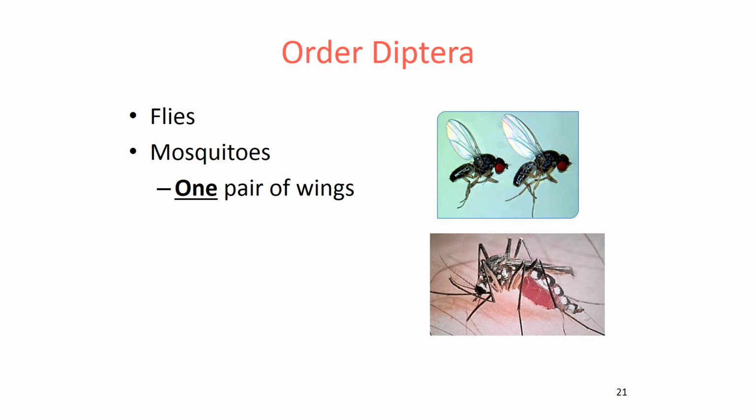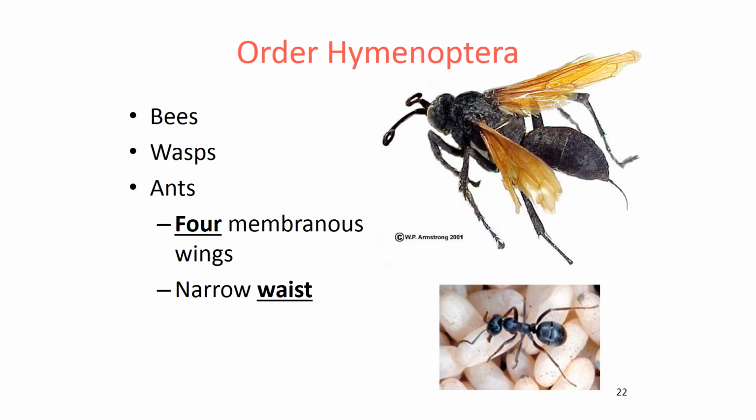Here we have the order Diptera. These are the flies and mosquitoes. They'll have one pair of wings. Order Hymenoptera. These are bees, wasps, and ants, and they have 4 membranous wings and a narrow waist.